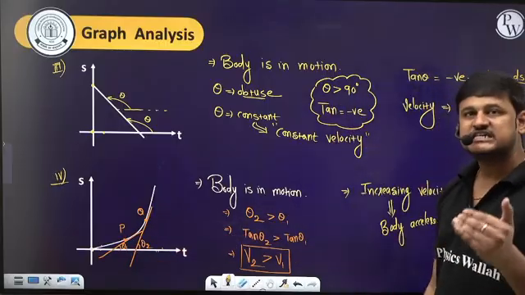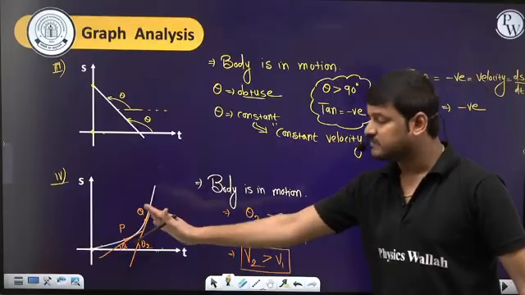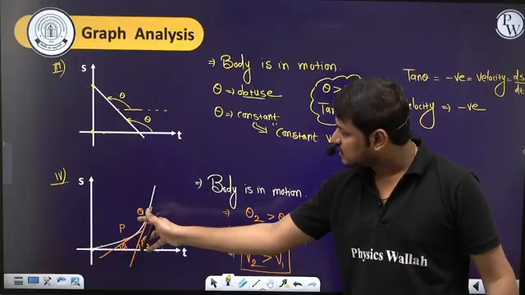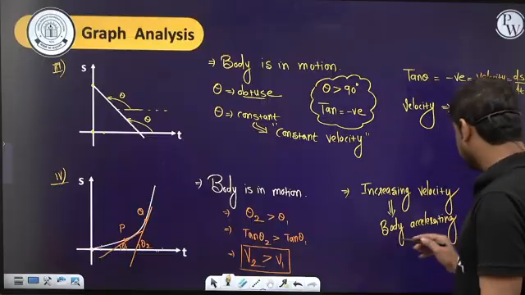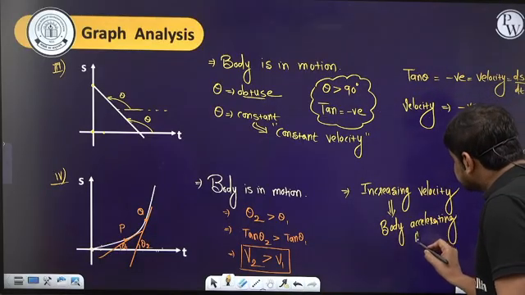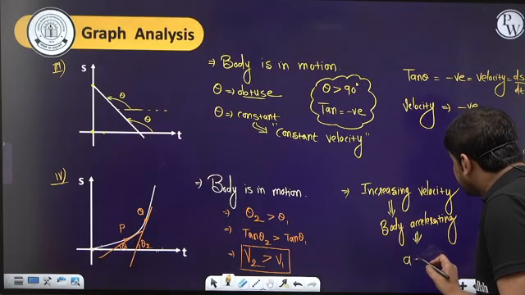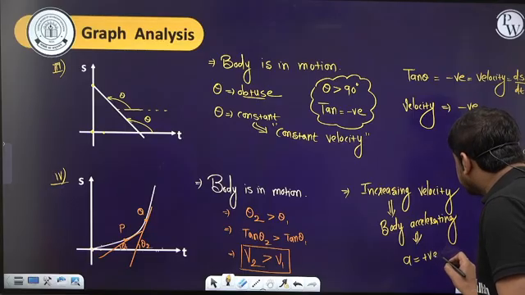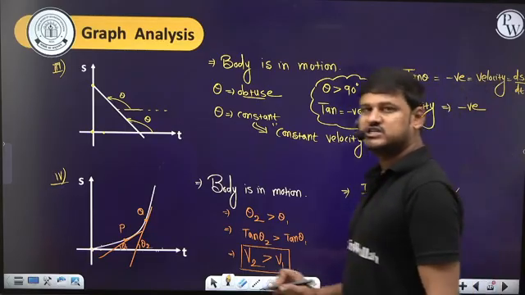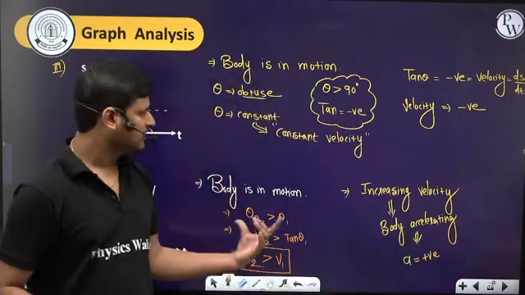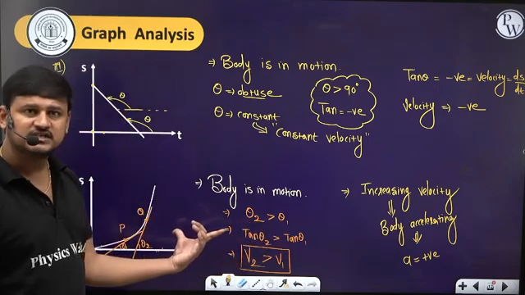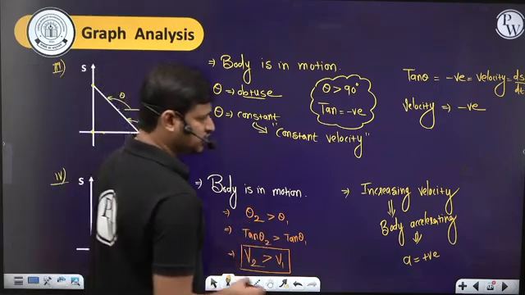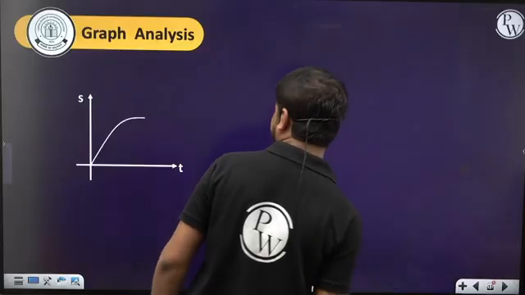So what is acceleration? V2 minus V1, final velocity minus initial velocity. The final velocity is more, initial velocity is less. So that's why the body is accelerating with the positive acceleration. Clear? Understood guys, this part? Okay, so now let's move to the next curve.